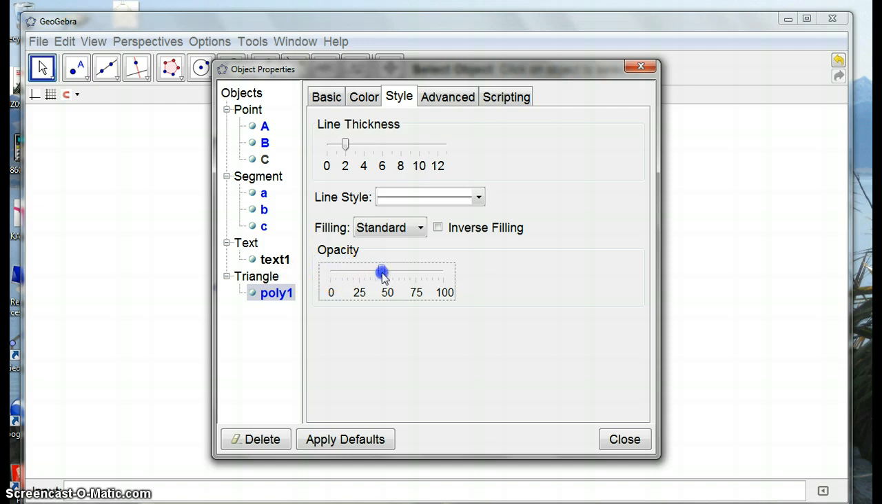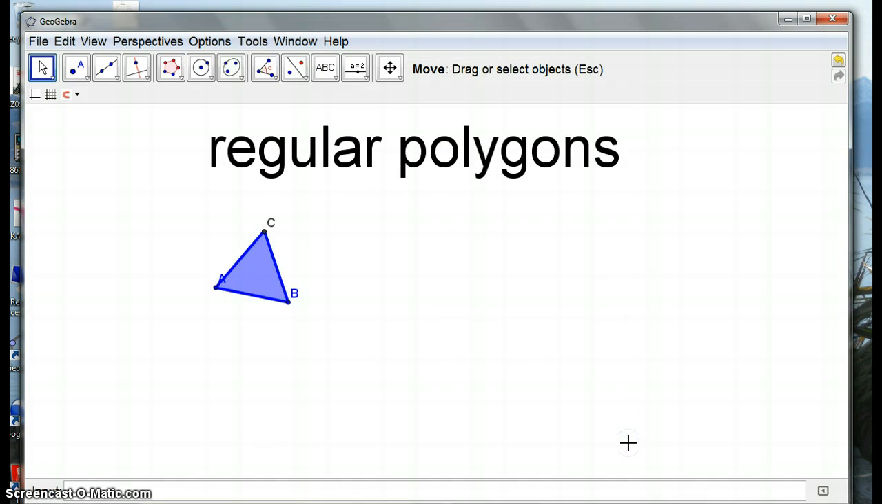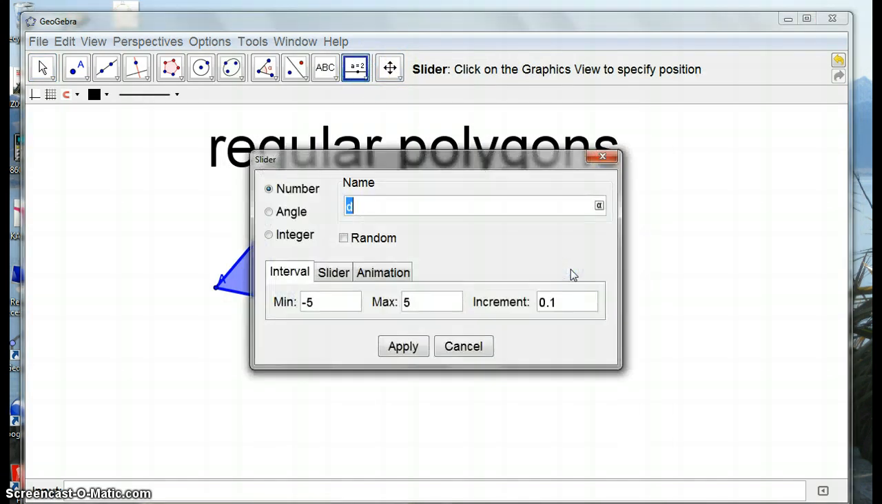And line thickness quite thick. That's fine. Okay. Now I'm going to get a slider. I'm going to pop my slider here and I'm going to start with 3 because you have to have at least 3 sides. And I'm going to go up to 15 because I think that'll be quite enough. An increment of 1. And I'm going to call it sides. Okay. Apply.